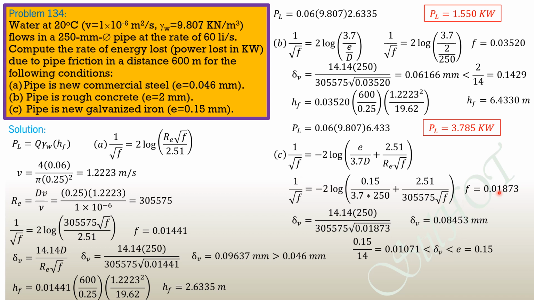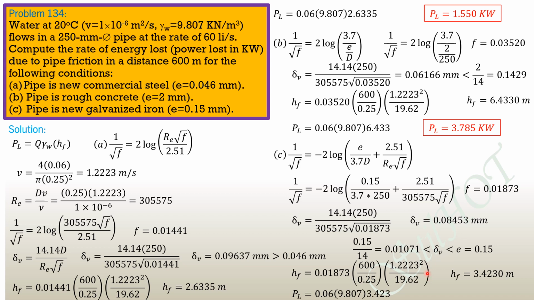friction factor. Head loss therefore is 0.01873 times length 600 over 0.25 diameter, velocity head 1.2223 square over 19.62, and it is equal to 3.4230 meters. Then power loss is discharge 0.06 times 9.827 times 3.4230. Then power loss can now be computed, and it is equal to 2.014 kilowatts.